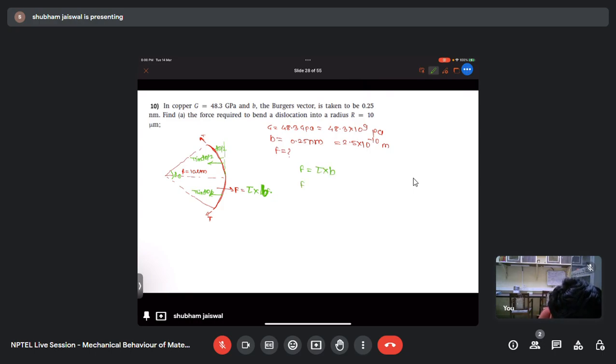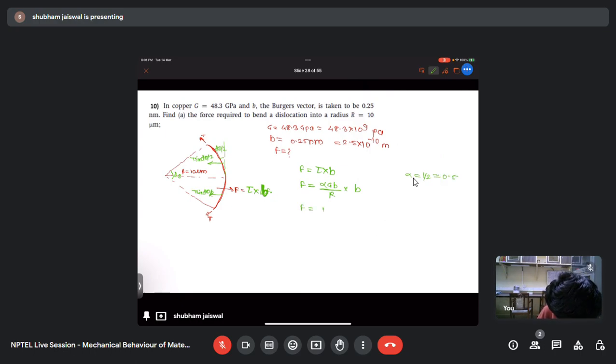So F is nothing but tau into B, and tau is given by the equation alpha G B by R. Here also assume alpha equal to 1 by 2 or 0.5. Now try to answer it.